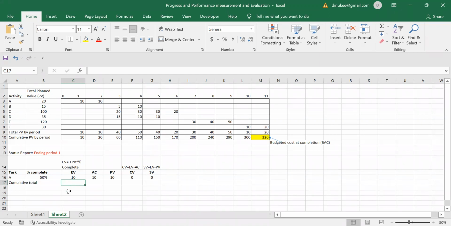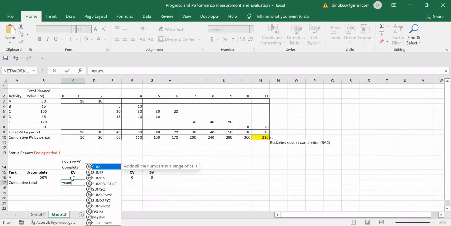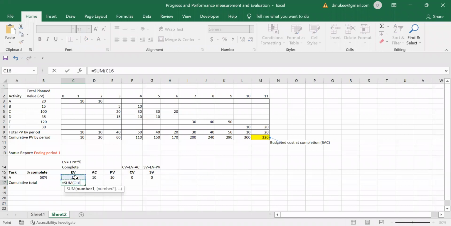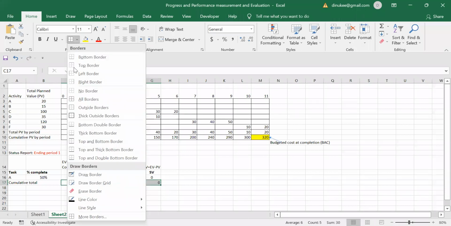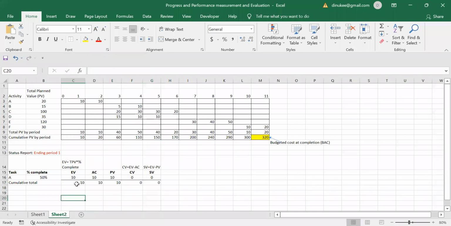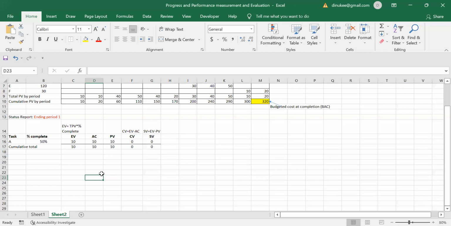So you have to take the summation. Taking the summation here means there is only one value, right? So likewise, you have to take the summation for all these values. So I have taken the summation of all these values, right? So I will now go to the second status report, ending period 2.